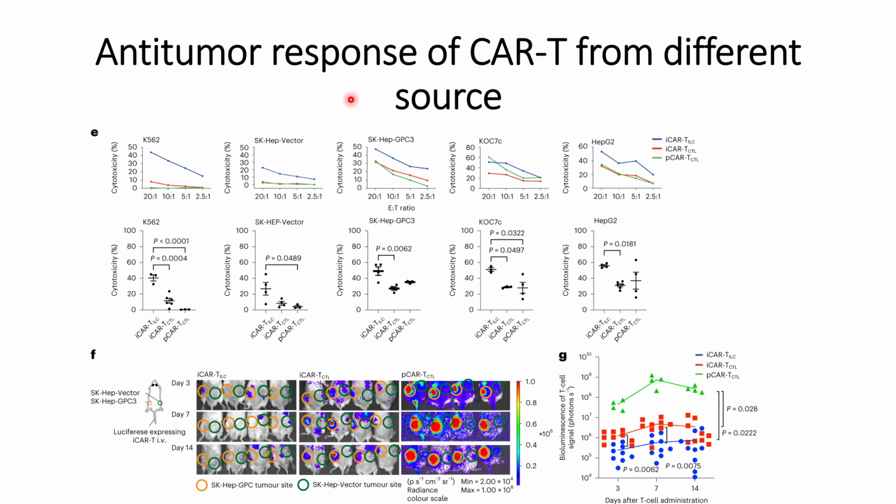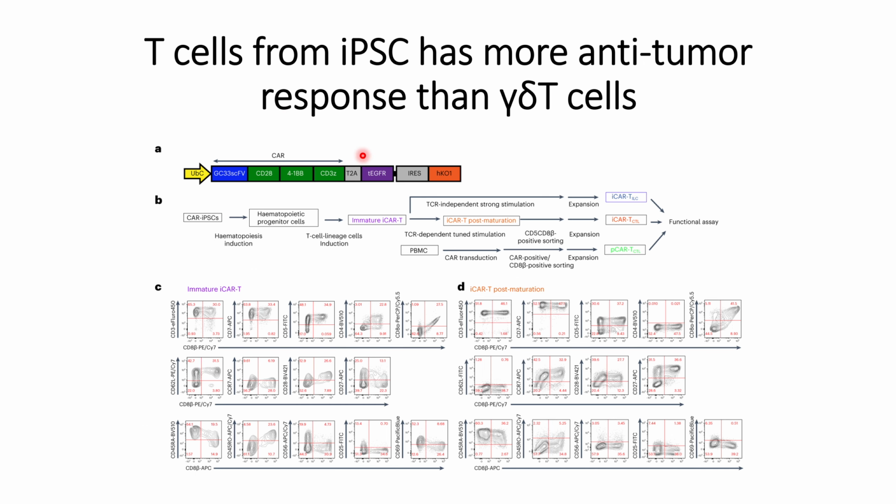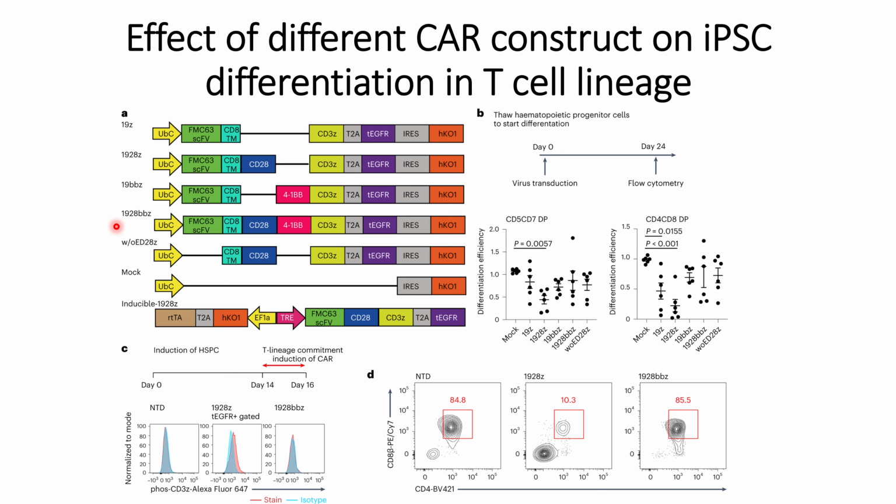After that, in order to check the functioning of these CAR-Ts, or the anti-tumor response of the CAR-Ts, first they checked the different generations of CAR-Ts in in vitro conditions by stimulating them with their antigens, to find out which CAR-T construct works well. They found that the third generation CAR-T, that is CD1928 BBZ, works well.